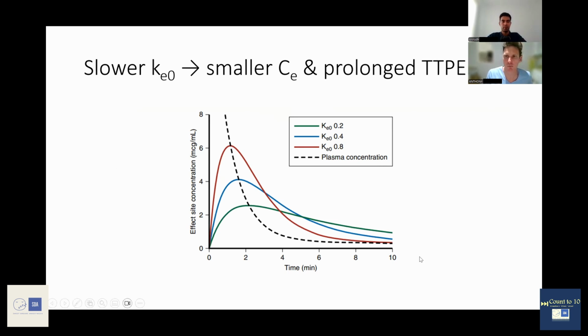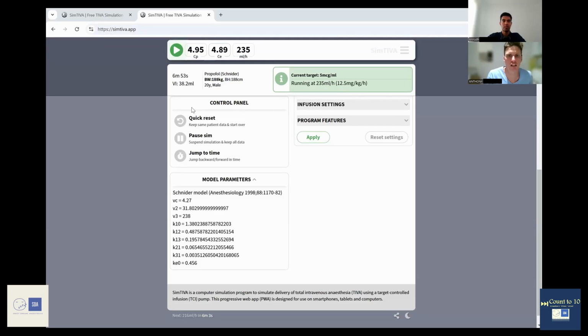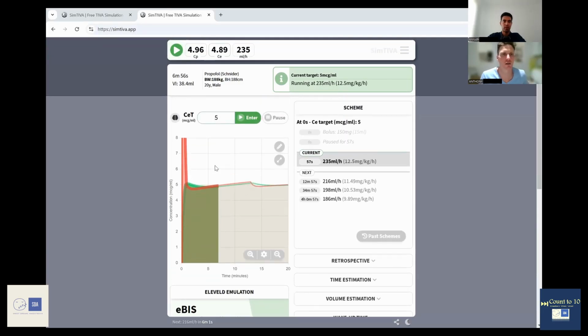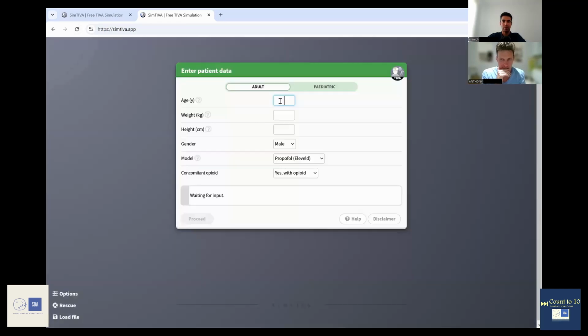Yeah. The final example will be, let's say you want to be smart and you want to use the Eleveld model. So let's say you've got your 20-year-old patient. They weigh 188 kilos. They're 188 centimeters tall. And rather than doing Schneider effect site, let's do Eleveld effect site. And you know this, Eleveld is just more accurate. This is important from the safety perspective, because we don't want people to be overdosing patients if they incorrectly use the Eleveld model, and we'll explain why.